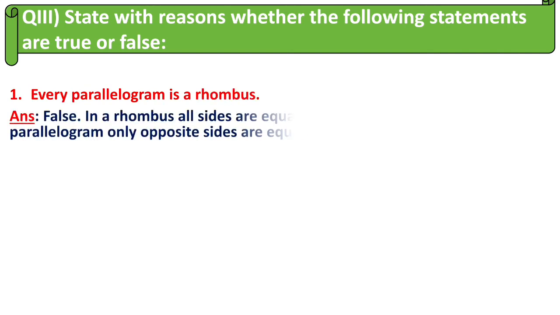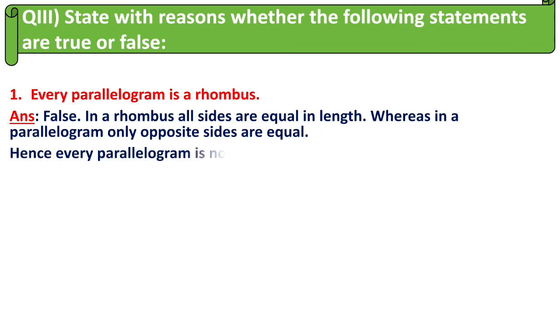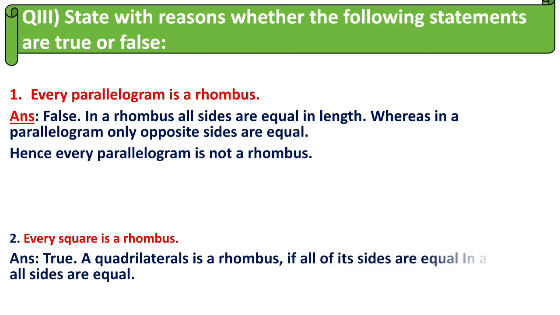Now children, question number 3 is given. State with reason whether the following statements are true or false. The first statement is given, every parallelogram is a rhombus. False. In a rhombus, all sides are equal in length, whereas in a parallelogram, only opposite sides are equal. Therefore, the given statement is false. Now, second one is given, every square is a rhombus. True. A quadrilateral is a rhombus if all of its sides are equal. In a square, all sides are equal. So, the given statement is true.